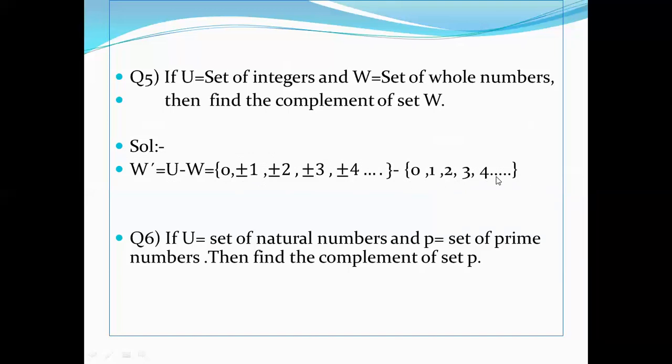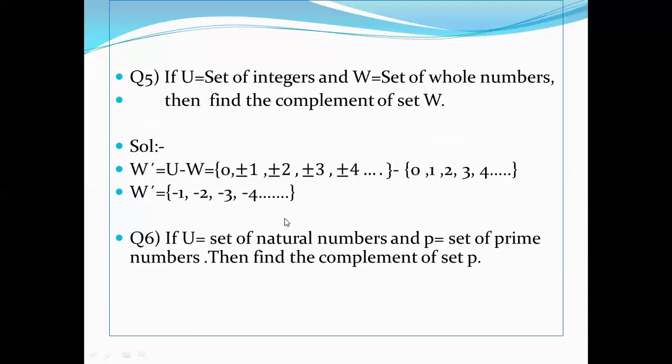You can see that the set of whole numbers is all the positive integers, including 0. So if we subtract it from the universal set, 0 will be subtracted and all the positive integers will be subtracted. So what will be left in this set? The negative integers will be left. So that will be equal to W complement, or the complement of the set of whole numbers.